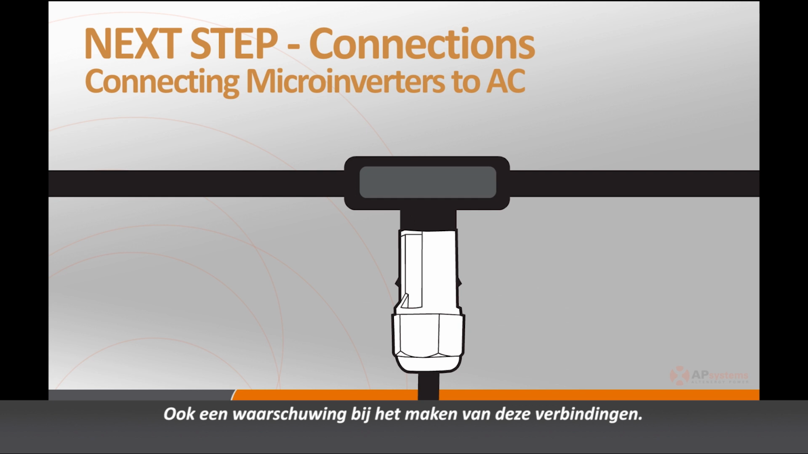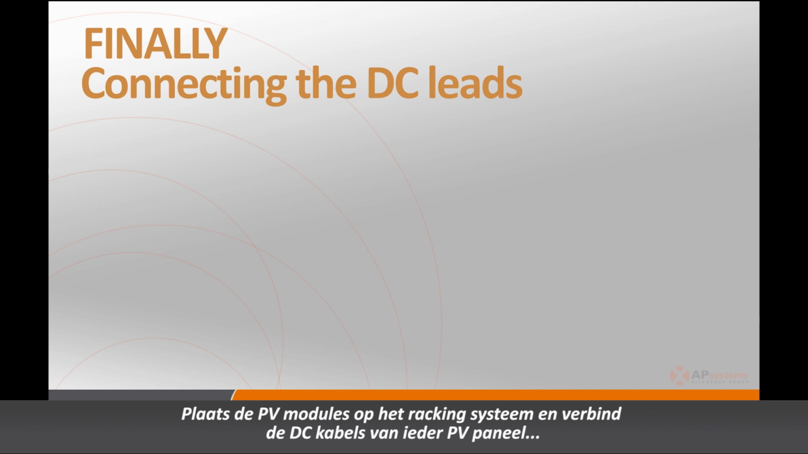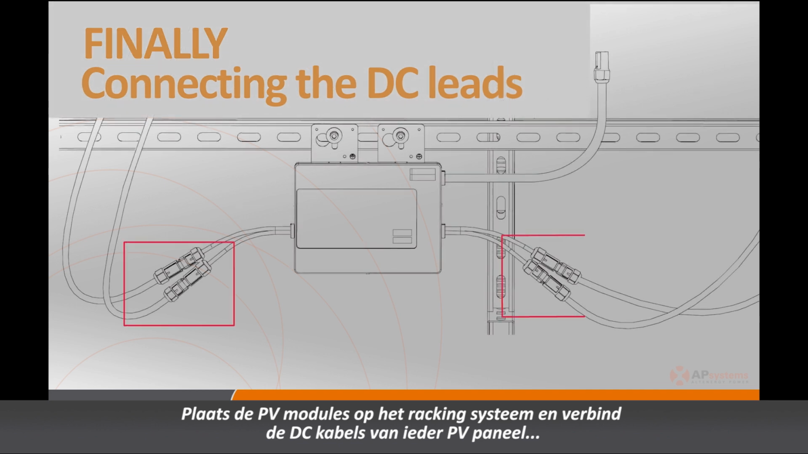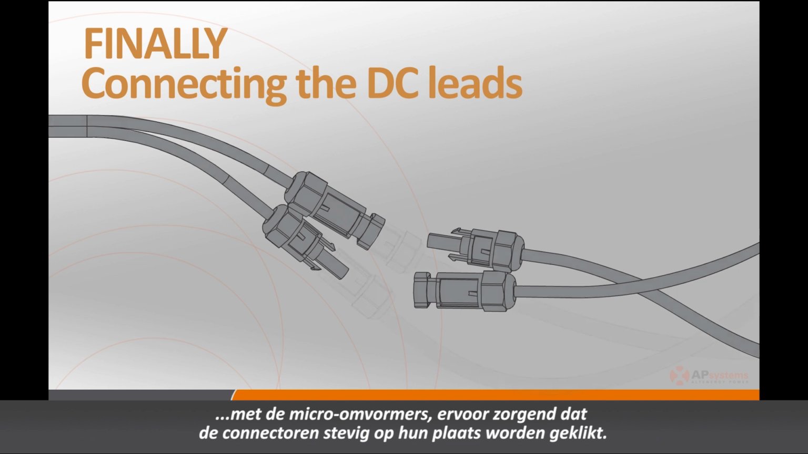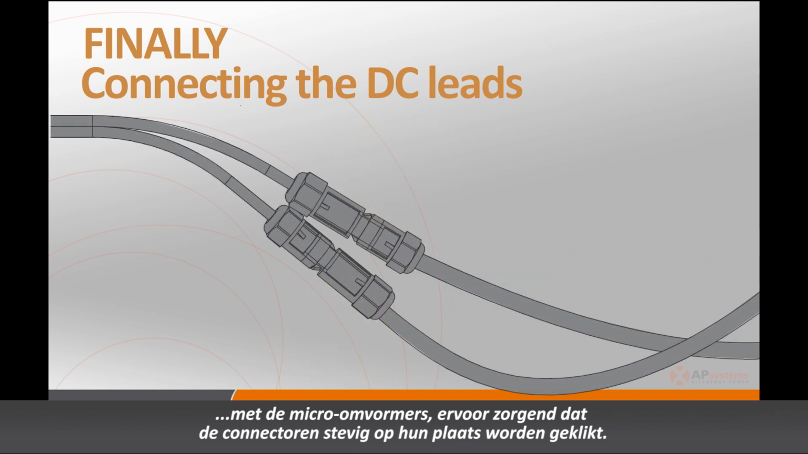Also, a word of caution when making these connections. Do not string the AC cabling so tight that it is placing a stress on the connection points. Place the PV modules on the racking system. Connect the DC leads from each of the PV panels to the microinverters, making sure that the connectors are securely snapped into place.